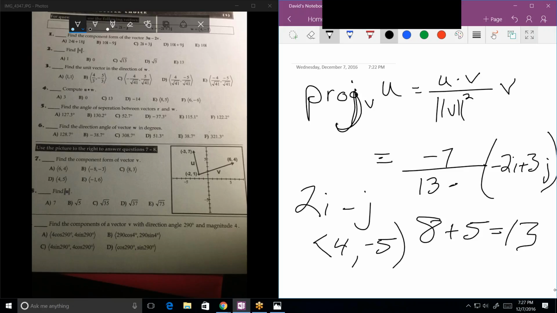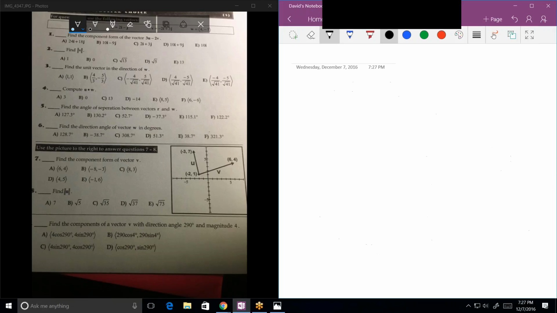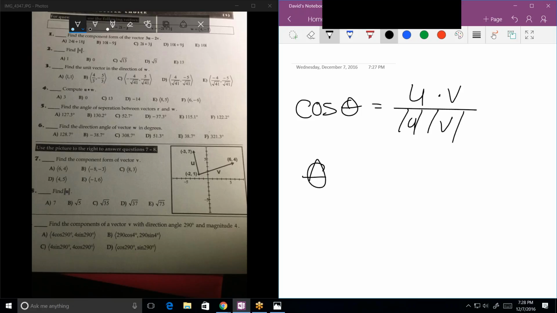Let's set up 5. We don't have quite enough time to probably do it, but the angle between two vectors is fairly straightforward. The formula is the cosine of theta equals u dot v all over the magnitude of u times the magnitude of v, or theta equals the inverse cosine of that. So if I want the angle between two vectors, I'm going to take the inverse cosine of that quantity.